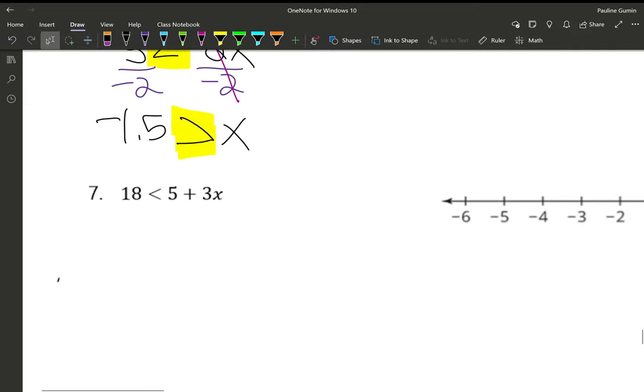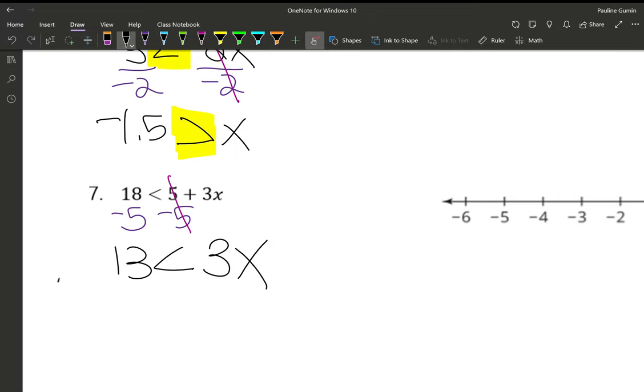Number 7. I'm going to start this off by subtracting 5 from both sides. On the left, 18 minus 5 is 13. My symbol stays the same because all I did was subtract. And I'm left with 3x on the right. In order to get rid of the 3 that's next to the x, we're going to divide both sides by 3 because 3x is 3 times x, and we undo multiplication with division.